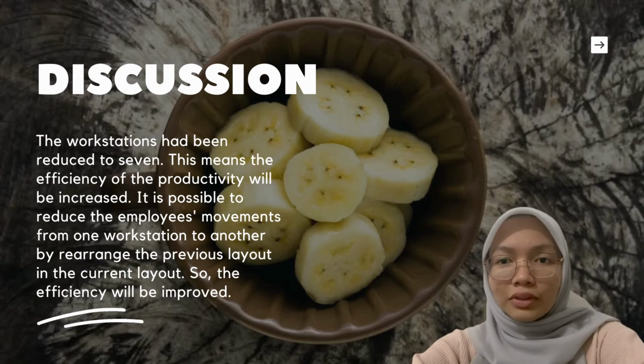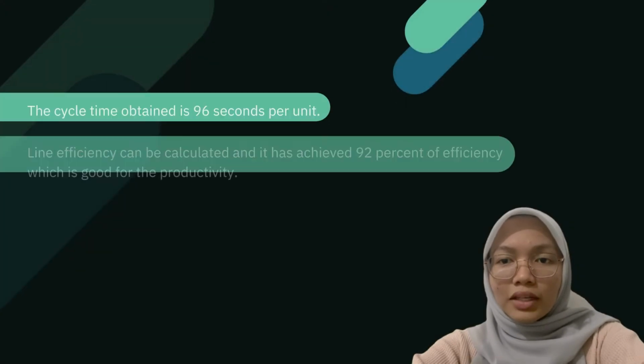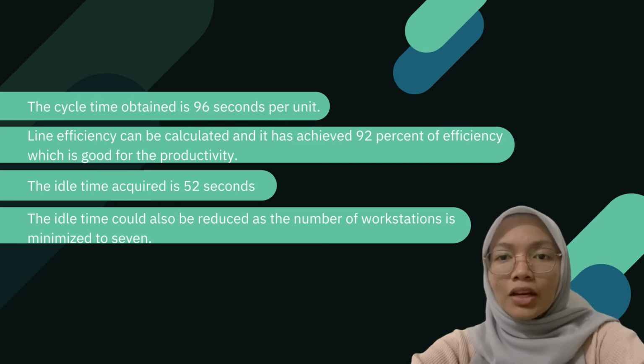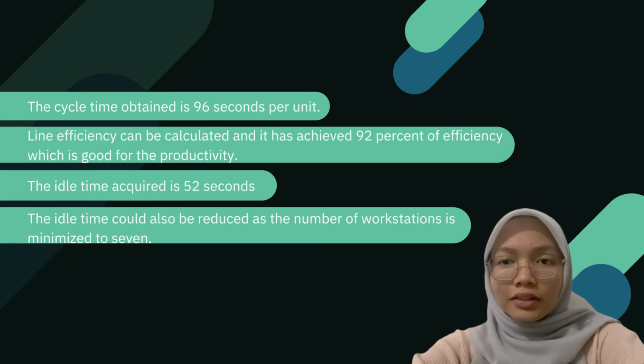The output rate is 300 units and the production time is 8 hours per day. A cycle time of 96 seconds per unit has been obtained. From this data, the efficiency achieved is 92%, which is good for productivity.